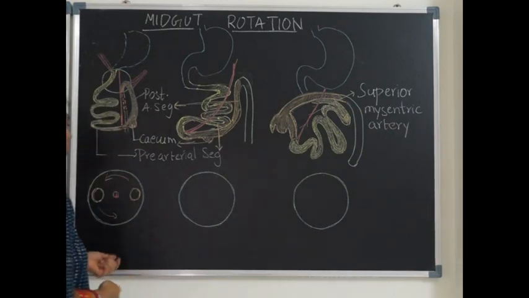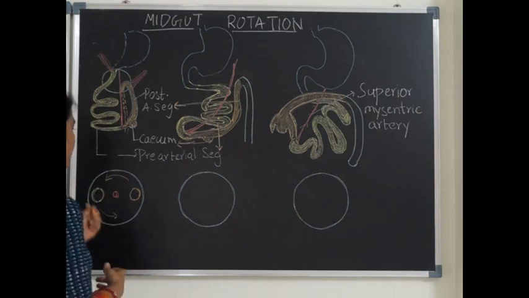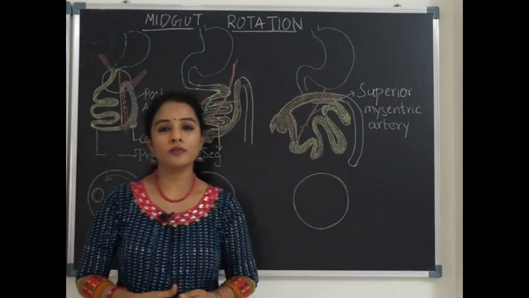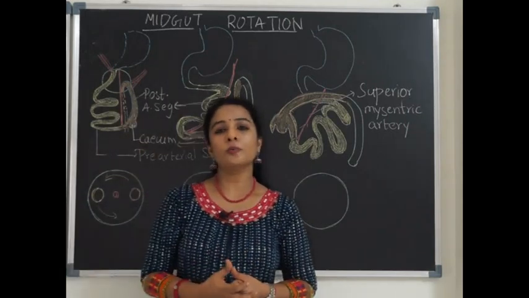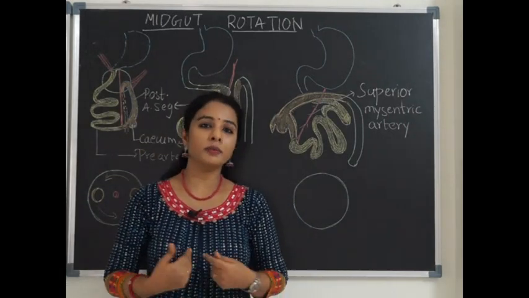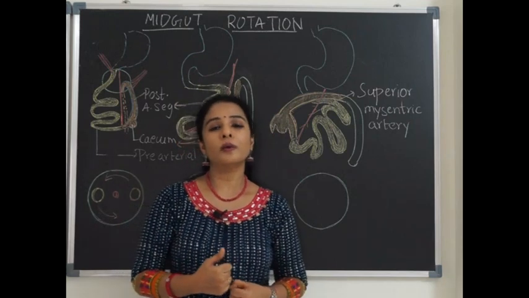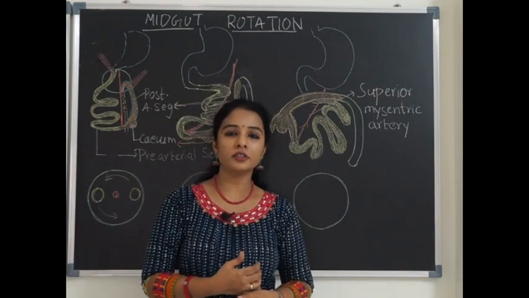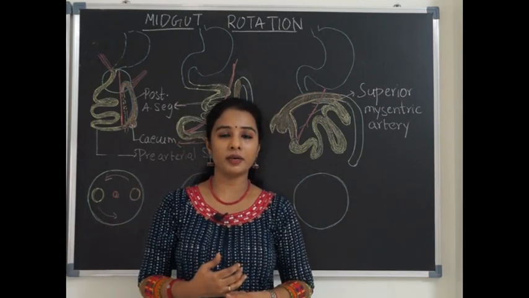So this is anti-clockwise rotation. After rotation, this is how they are present. The rotation is because there are two bands which anchor the midgut from inside the abdomen. The two bands are called the superior retention band and the inferior retention band.